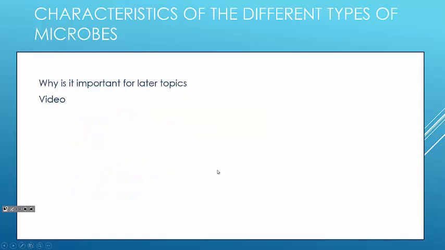So first off, why are the characteristics of different types of microbes important to later topics? Well, because these characteristics are targets for antimicrobials. That's one of the most important things. Also, it helps explain how they interact with each other in our microbiome.